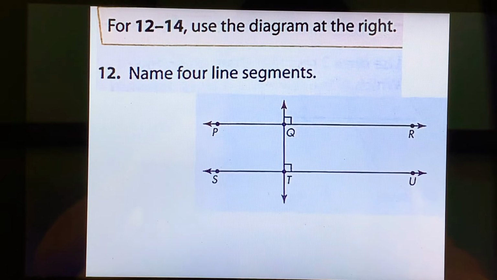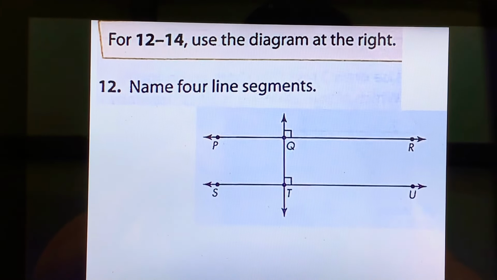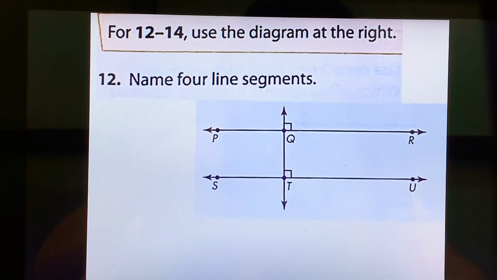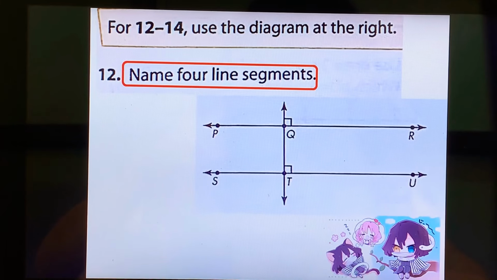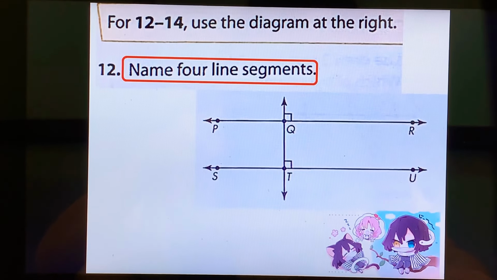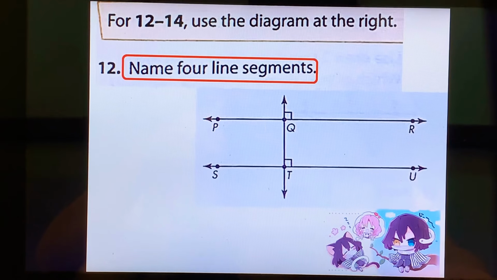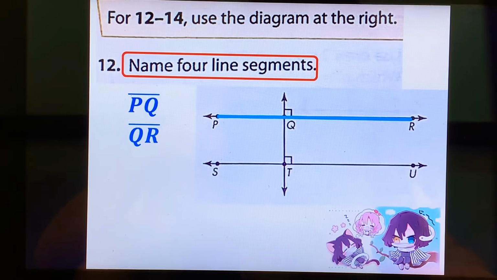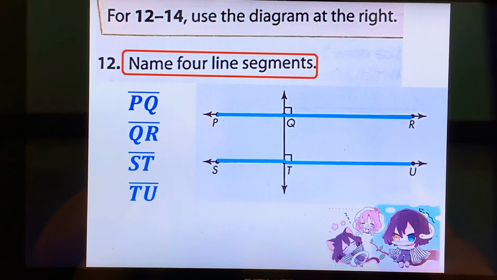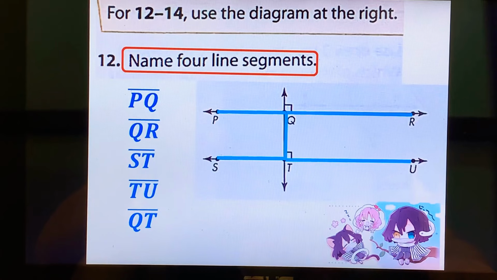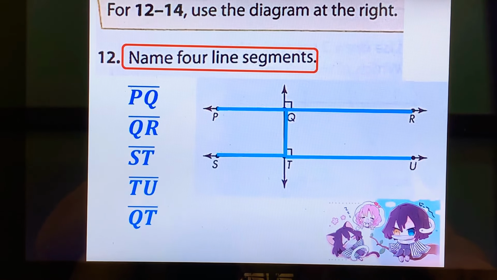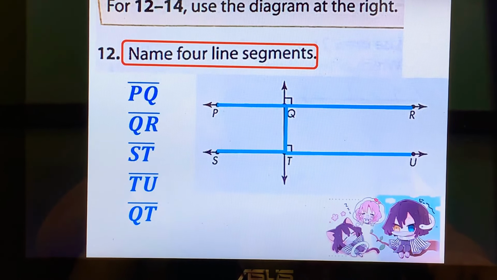Let's move on. For questions 12 through 14, use the diagram at the right. Number 12, name 4 line segments. 请写出4条线段。Line segment PQ, line segment QR, line segment ST, line segment TU, and line segment QT. I'm giving you 5 examples. These are all line segments.